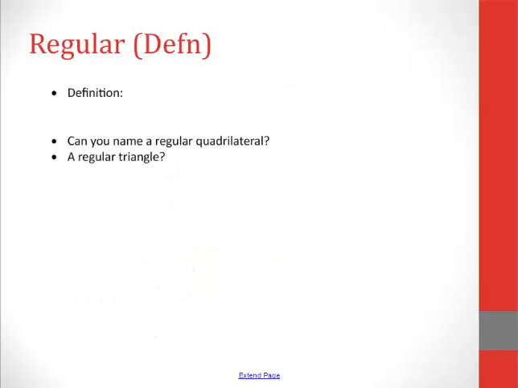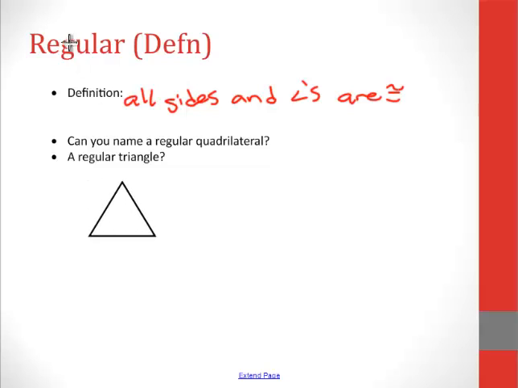Okay, so a regular polygon. A regular polygon is when all the sides and angles are congruent. So in a triangle, we're talking about an equilateral triangle. An equilateral triangle is one that has 3 congruent sides as well as 3 congruent angles. So a regular quadrilateral is a regular polygon that's 4-sided, meaning all 4 sides are the same. So we're talking a square.